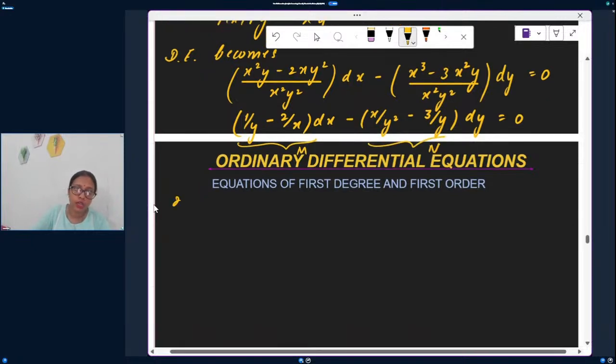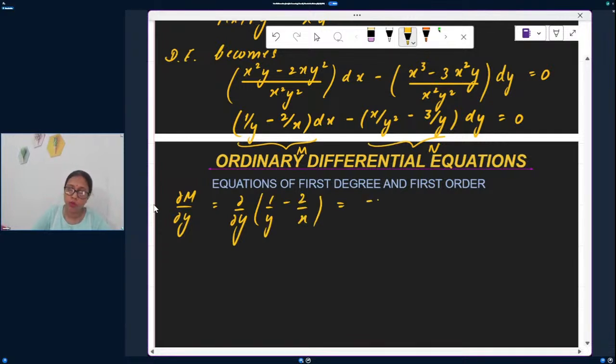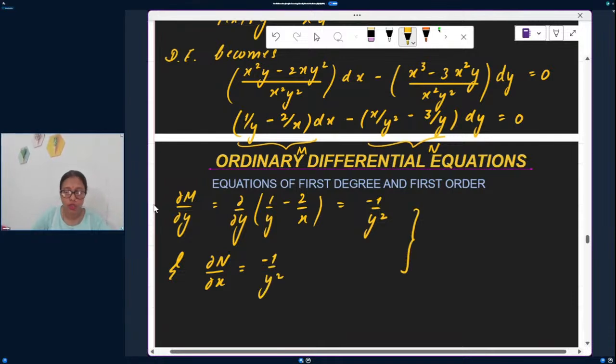Find out del M by del y, which is del by del y of 1 by y minus 2 by x. It's going to be minus 1 by y square. And what is del N by del x? This is with respect to x, so minus 1 by y square. So it is the same. Equal. This is now an exact differential equation, so you can find the solution.